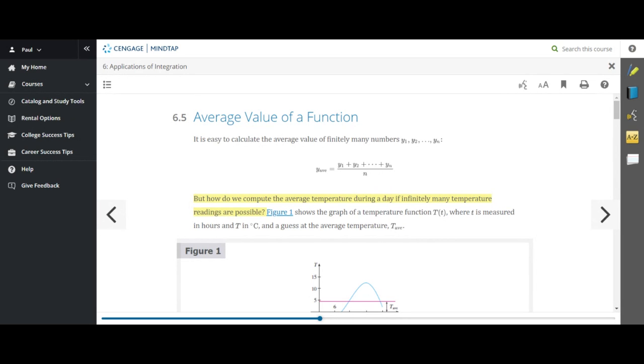Okay, so for instance, if you had numbers 7, 4, and 9. Hold on. Let's do 7, 4, and 10. Okay. What's the average value of these three numbers? 7 plus 4 plus 10. What's the average value?